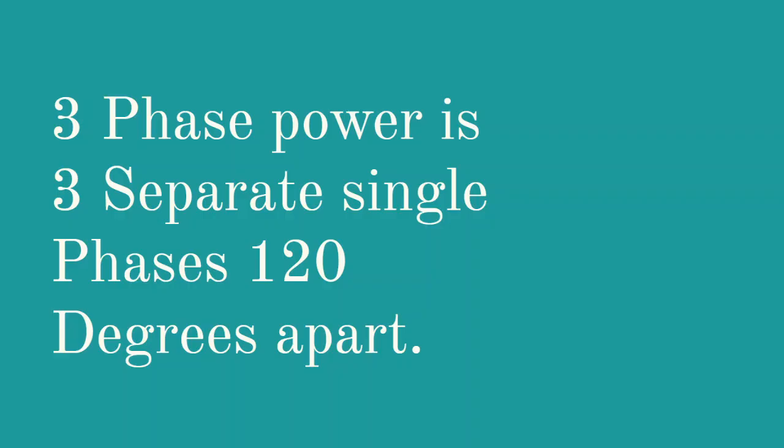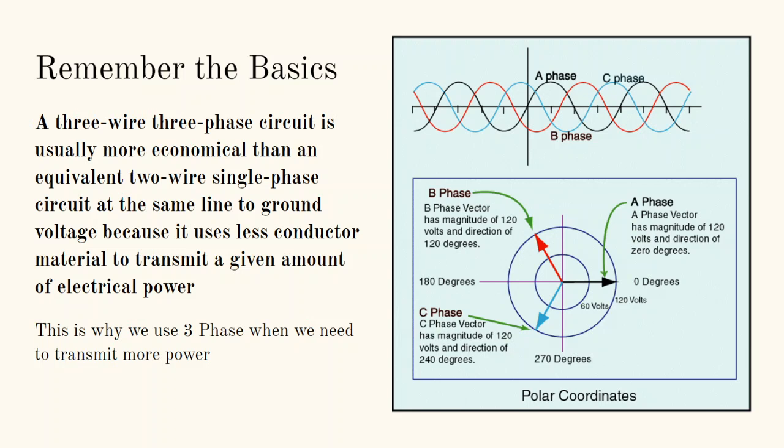Let's look at the fundamentals. What is a three-phase power supply? It's three single-phase power supplies, three single-phase sine waves, 120 degrees apart. So when you look at the phasor diagram, you understand that when we have our three phases combined, the three phases are 120 degrees apart.